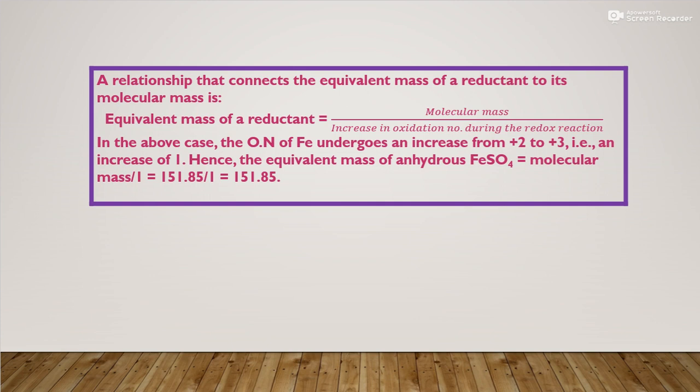Here a relationship that connects the equivalent mass of a reductant to its molecular mass is given by: equivalent mass of a reductant equals molecular mass divided by the increase in oxidation number during the redox reaction. Okay. In the above case, the oxidation number of Fe undergoes an increase from +2 to +3, that is an increase of 1. Hence, the equivalent mass of anhydrous FeSO4 equals molecular mass divided by 1, equal to 151.85 divided by 1, equal to 151.85. This is similar to the oxidation case discussed for KMnO4. Okay. So that's all. Thank you.